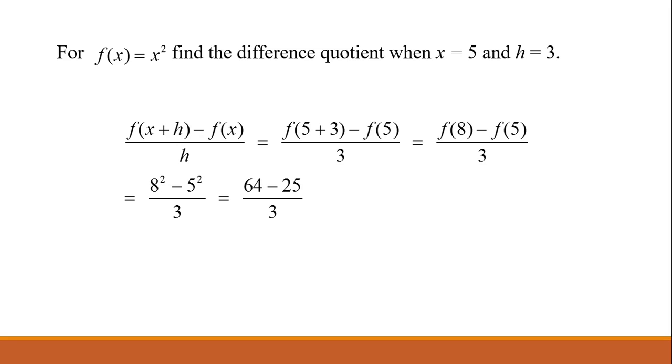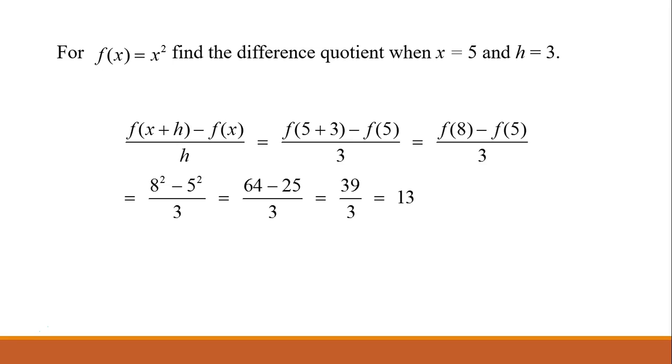8 squared is 64. 5 squared is 25. If we subtract in the numerator, we have 39, so 39 thirds, which simplifies to 13. So the difference quotient when x is 5 and h is 3 is 13.